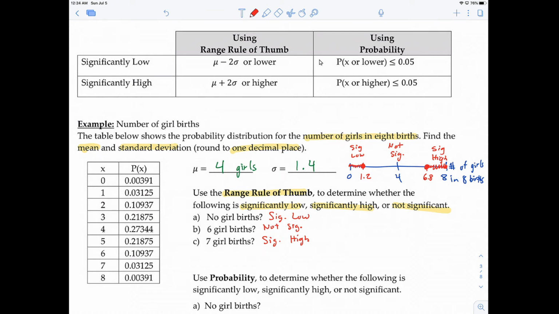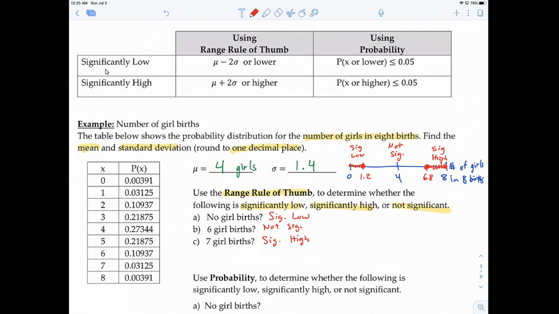For using probabilities to determine whether something's significantly high or low, we have the following. A result is significantly low if the probability of that value or lower is less than or equal to 0.05. And a result is significantly high if the probability of the result or higher is less than or equal to 0.05. Now, this is not a typo. The less than or equal, for both significantly low and significantly high, was not a typo. Take note.